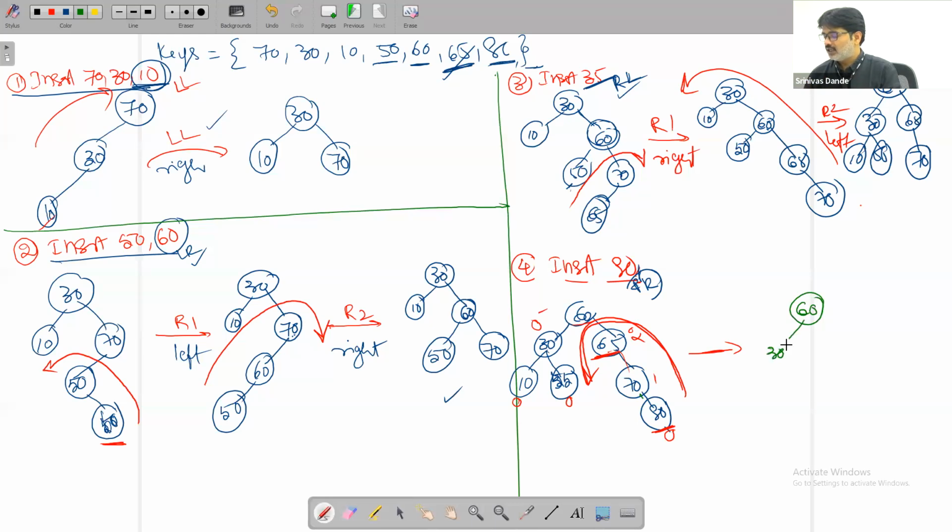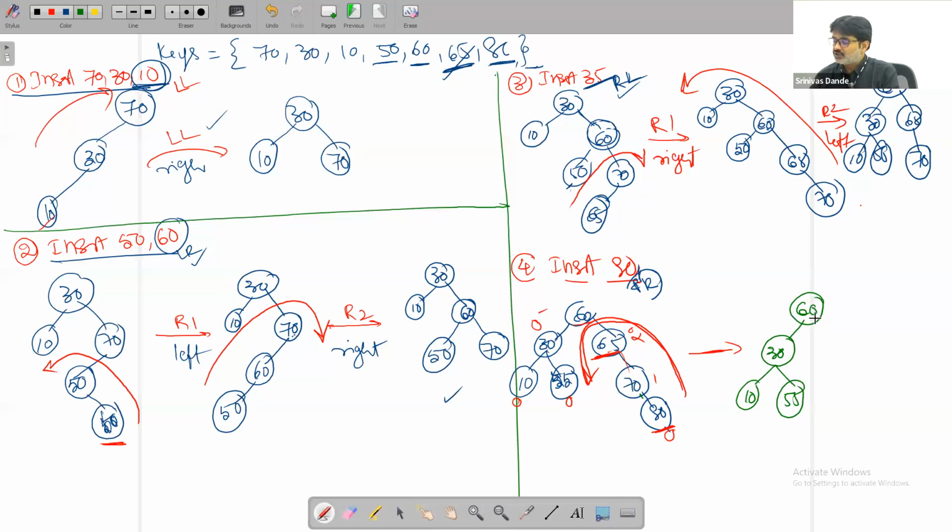60's child 30 is there. 30's children 10 and 55 are there. That is not changed. Clear. Now this you have to change. These 3: 65, 70, 80. Wonderful. Dena and Munna and Bikash.